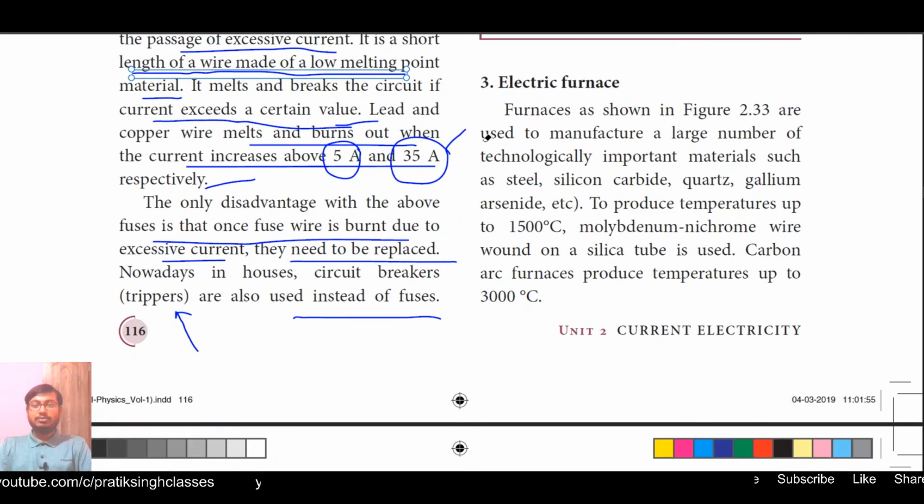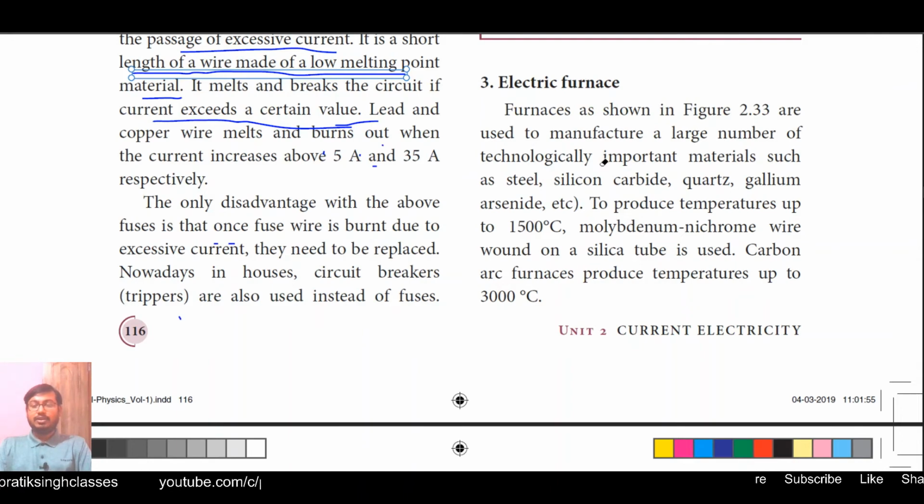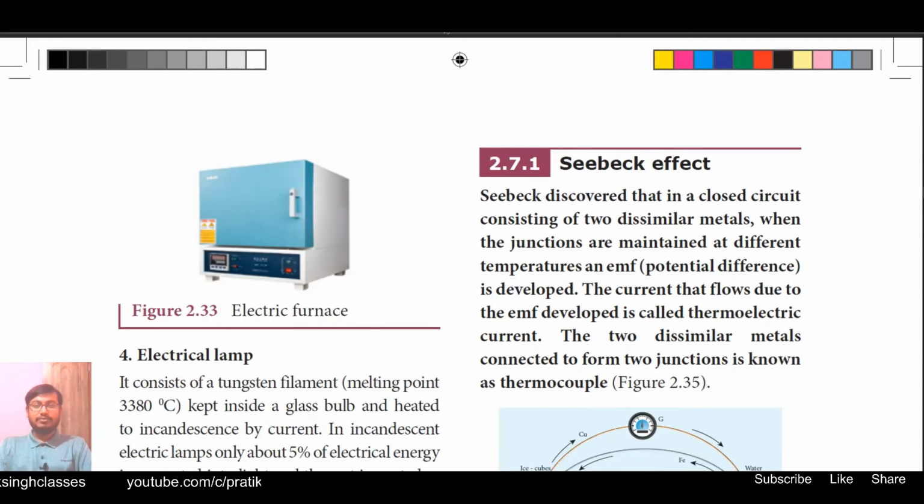Now coming to electric furnaces. These days we use electric current to melt alloys, to melt metals and a lot of other things. Where a very high amount of heat is required, there we use an electric furnace, as shown in figure 2.33. Here in this figure 2.33 you see this is a furnace.